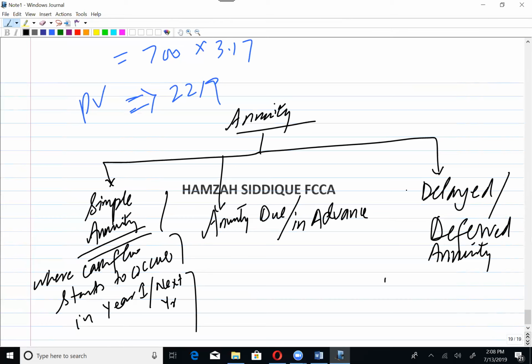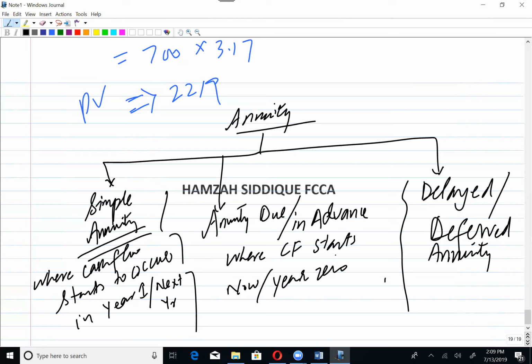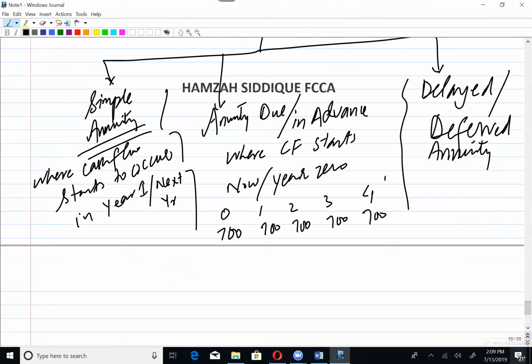So annuity due, or annuity in advance, is where cash flow starts now, or in year zero. For example, students, 700.